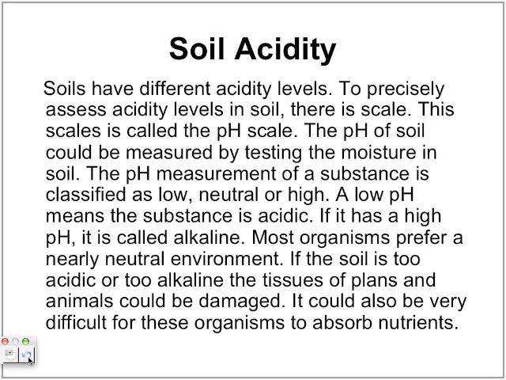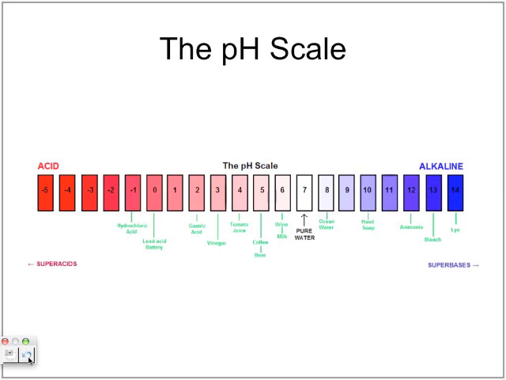Most organisms prefer a nearly neutral environment, just like aquatic plants. If the soil is too acidic or too alkaline, the tissues of plants and animals could be damaged. It could also be very difficult for these organisms to absorb nutrients. This is an image of the pH scale, and water is right about here because it's neutral.